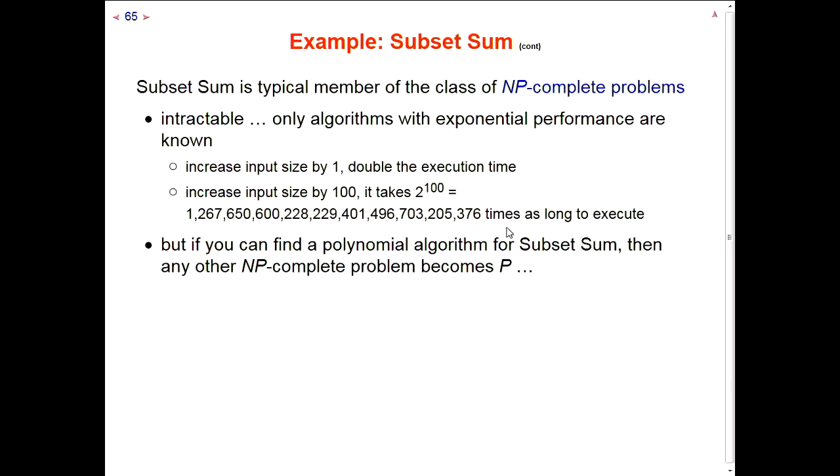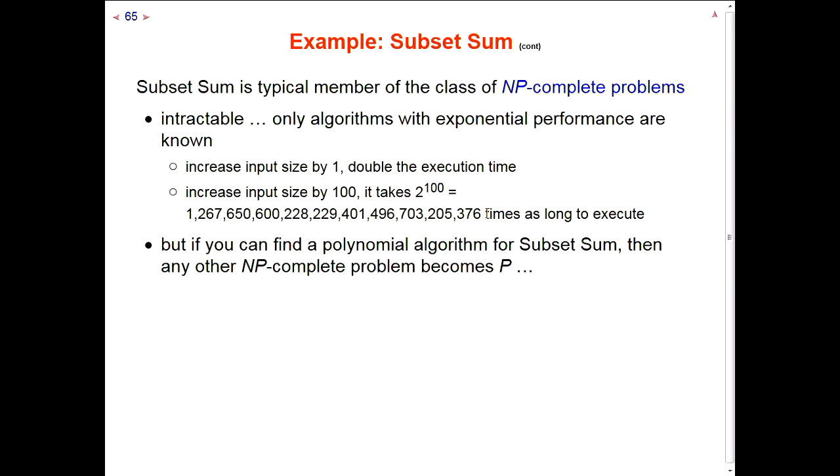We actually call this an NP-complete problem because only algorithms with exponential performance are known. And the problem is, with exponential algorithms, if you only add one number to your input, then you double the execution time. So if you increase the input size by 100, that is, instead of using 30 numbers, you use 130 numbers, it will take that much longer to execute. And this is clearly much worse than linear, quadratic, or cubic.